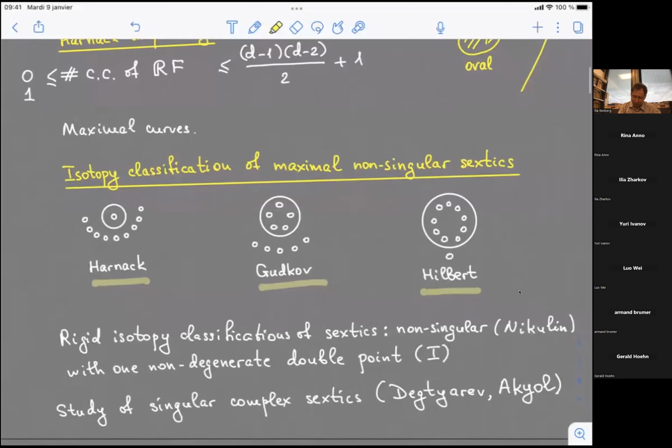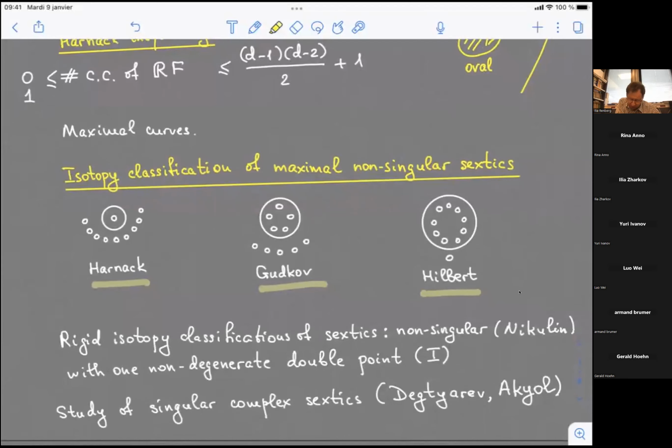In both cases, in the case of non-singular sextics and in the case of sextics with one non-degenerate double point, these rigid isotopic classifications were obtained due to the fact that plane sextic curves are directly related with the K3 surfaces, and one can use the standard machinery of K3 surfaces. One can apply this machinery to this problem of rigid isotopic classification.